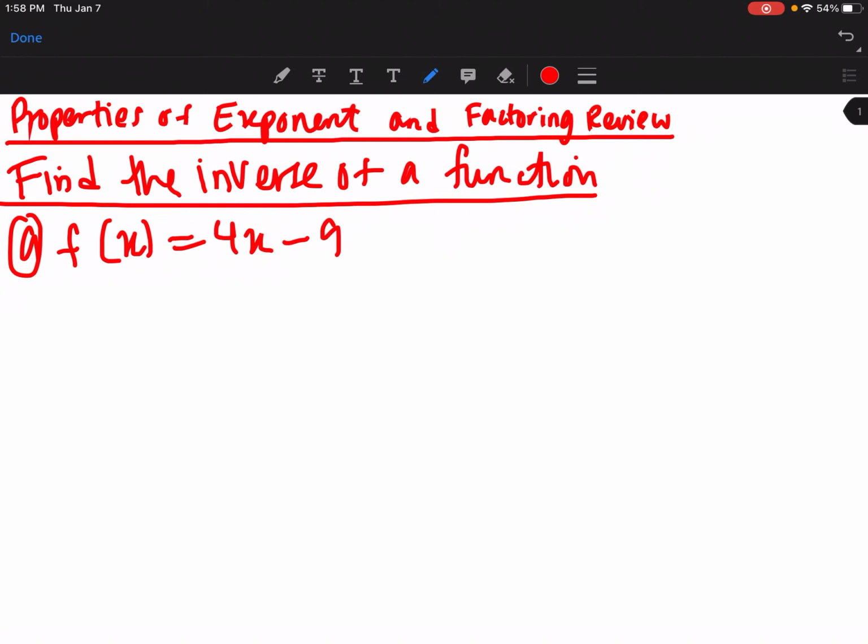All right, the properties of exponents and factor review. The first example that we're going to look at is find the inverse of a function.